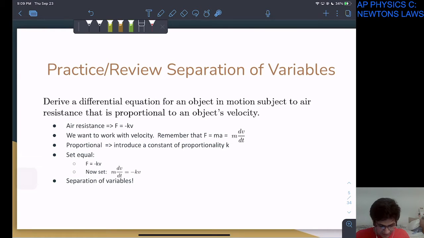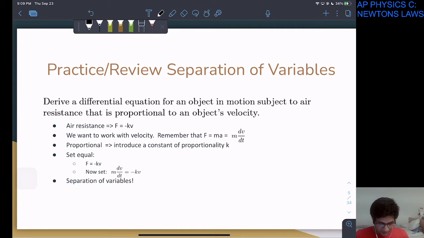All right, let's look at some calculus. This problem is pretty straightforward, I think. It's going to help us review separation of variables. We want to derive a differential equation for an object in motion subject to air resistance that is proportional to the object's velocity.